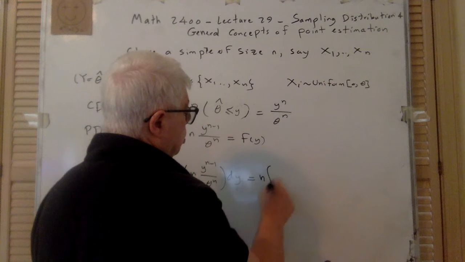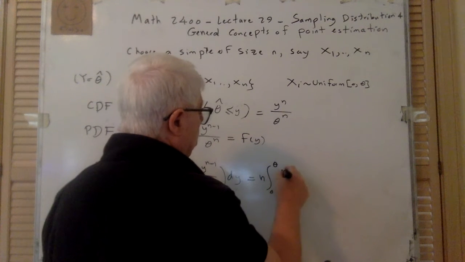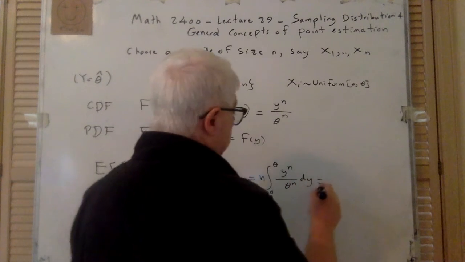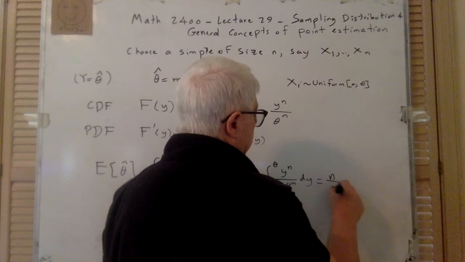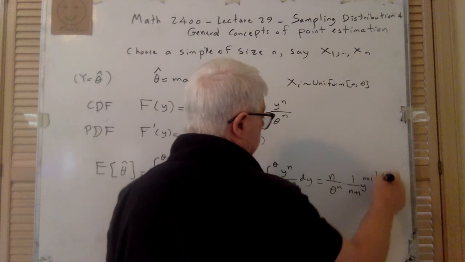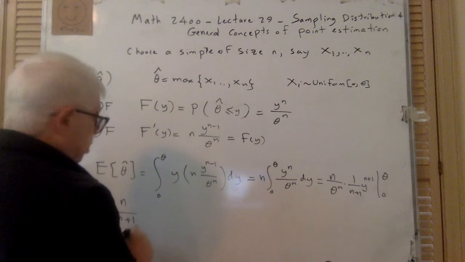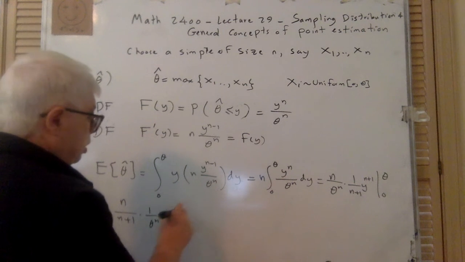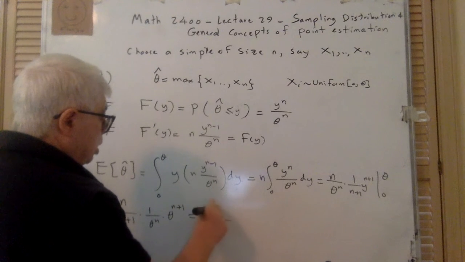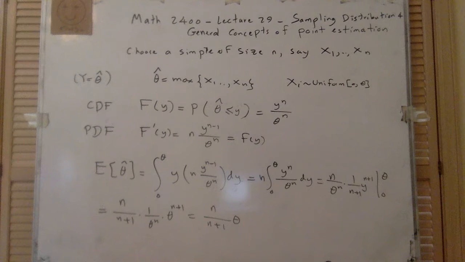So let's write it again so you don't get confused about what happened. I have y^n over theta^n dy. So that is n over theta^n times 1 over (n+1) y^(n+1) from 0 to theta. So I have n over (n+1), right, times 1 over theta^n times theta^(n+1). So that is n over (n+1) theta. So I found that the expected value of theta hat, in fact, is something else, it is not theta.